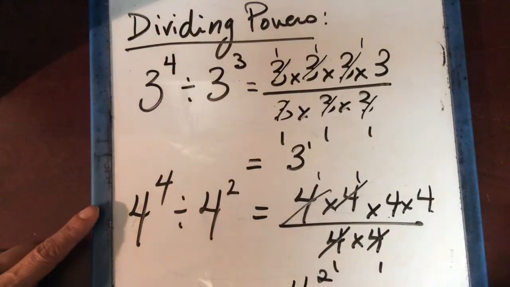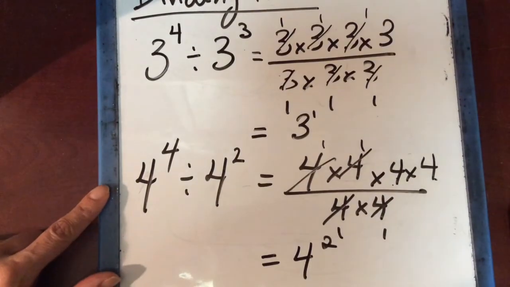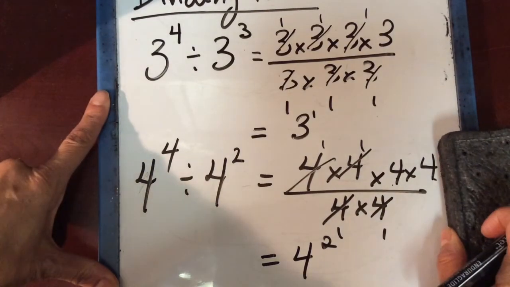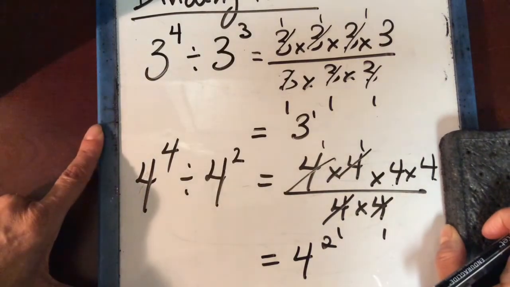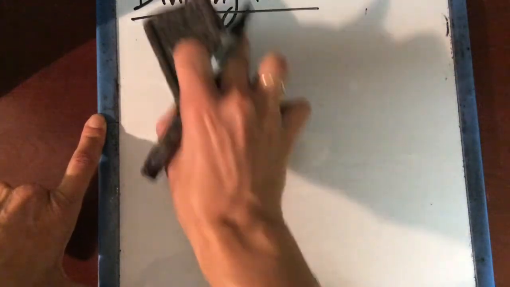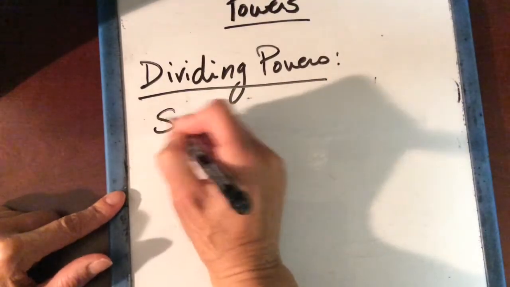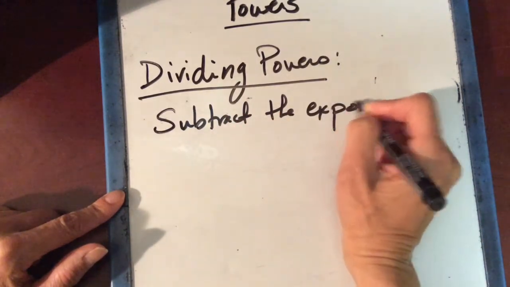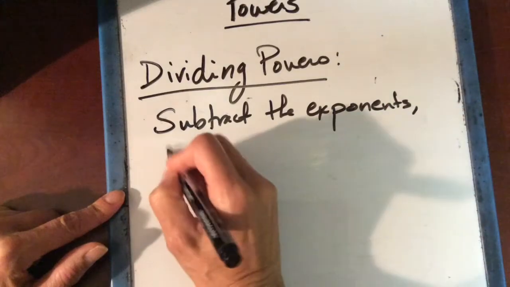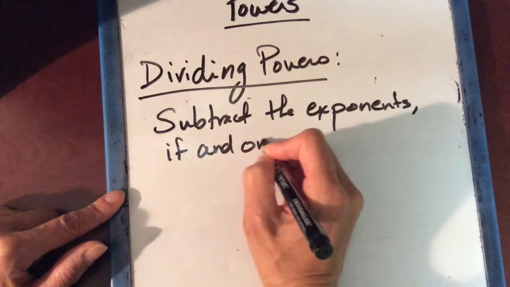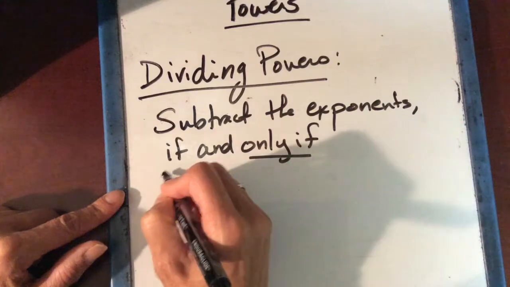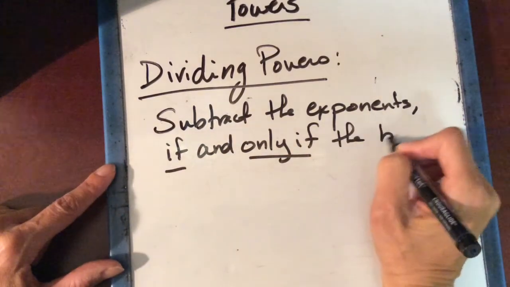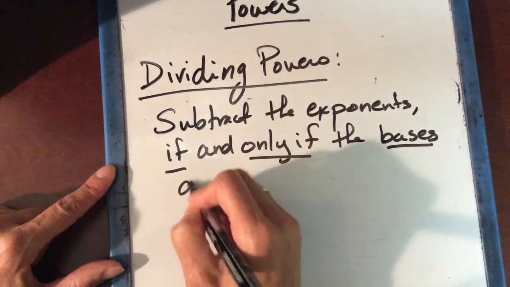Do you notice anything about these? Well, simply, I can subtract the exponents. And again, only if the bases are the same. So let's write out this rule. And let's have a little bit of fun with this. So dividing powers, subtract the exponents. Again, if and only if, this is a very important statement, the bases are the same.